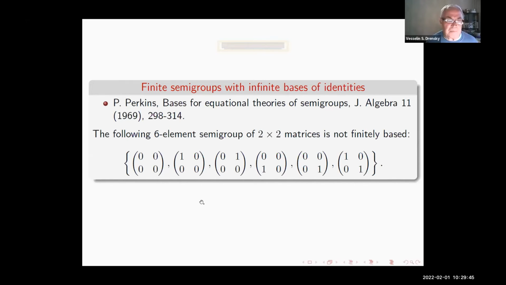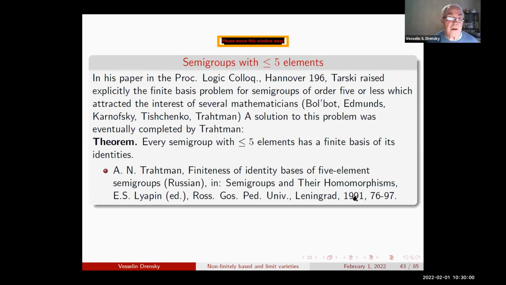So there is an example of a finitely based one. These matrices have only zeros and ones. And if you consider semigroups of 5 elements or less, Drensky asked the finitely based problem for such semigroups. And there were a lot of attempts for all these things. And it was shown, for example, that every semigroup with 5 or fewer elements has a finite base of identities.